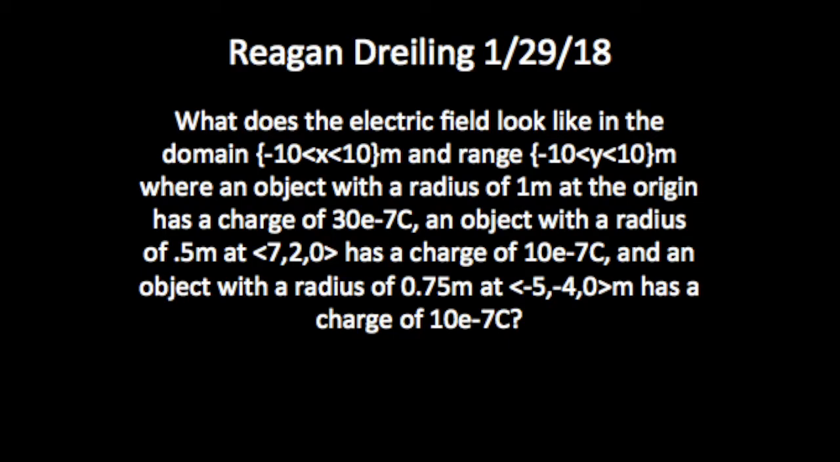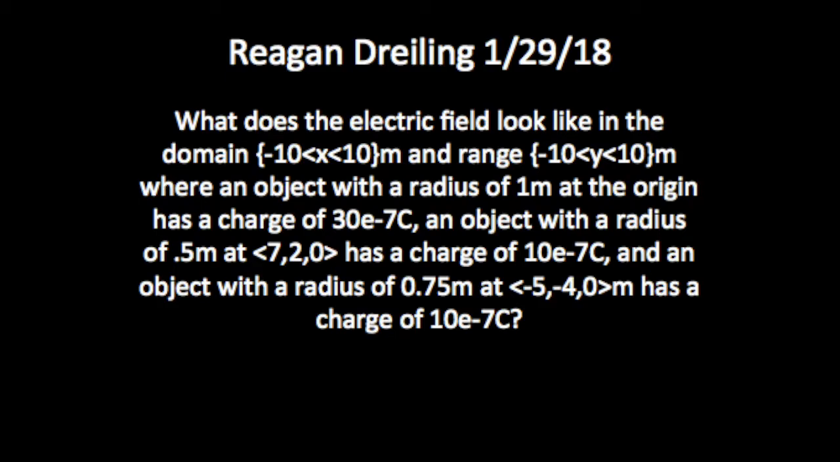The problem is this. What does the electric field look like in the domain of -10 to 10 meters and the range -10 to 10 meters, where one object with a radius of 1 meter at the origin has a charge of 30 times 10 to the -7th coulombs, a second object with a radius of half a meter at the position 720 has a charge of 10 to the -7th coulombs, and a third object with a radius of 0.75 meters at the position -540 has a charge of 10 times 10 to the -7th coulombs.